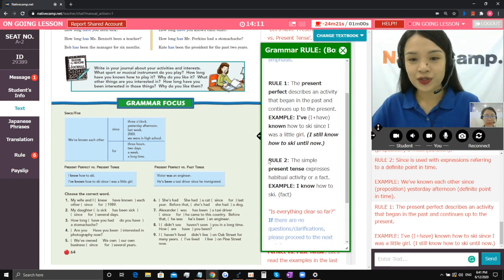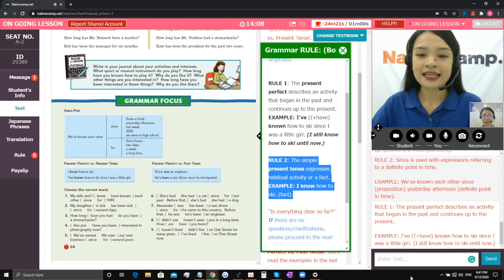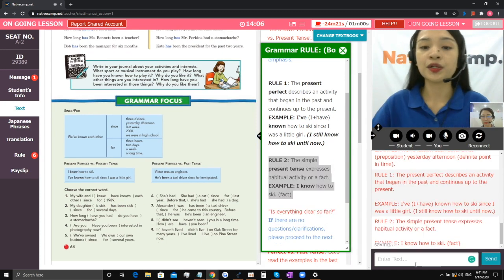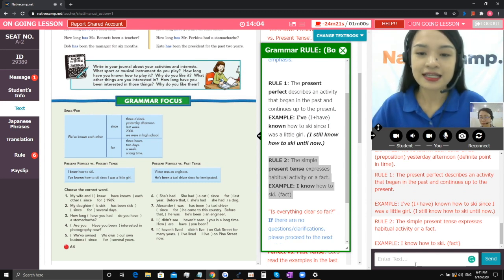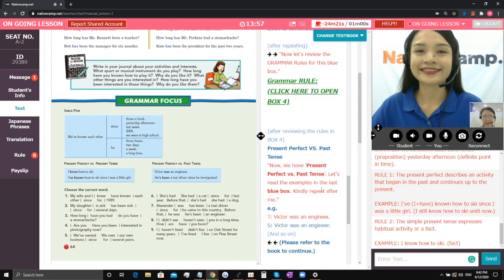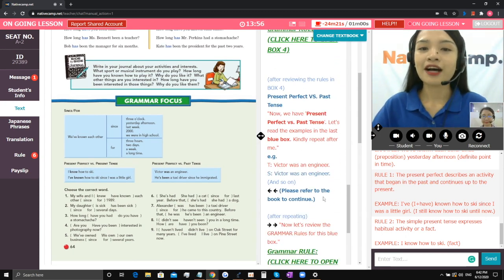Let's go to rule 2. The simple present tense expresses habitual activity or a fact. Example, I know how to ski. This is a fact. Now, is everything clear so far? Yes. All right.